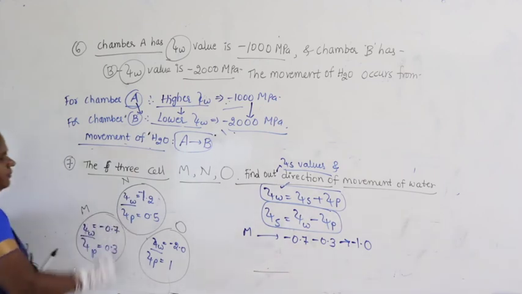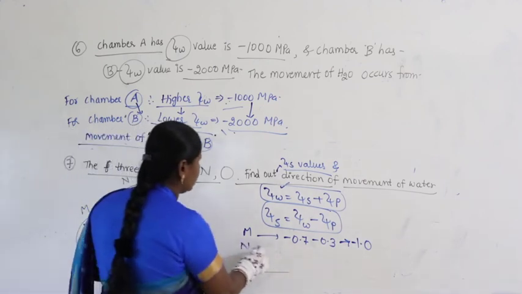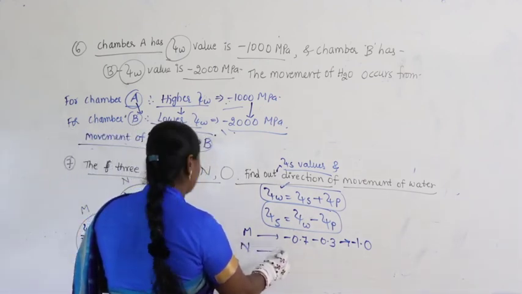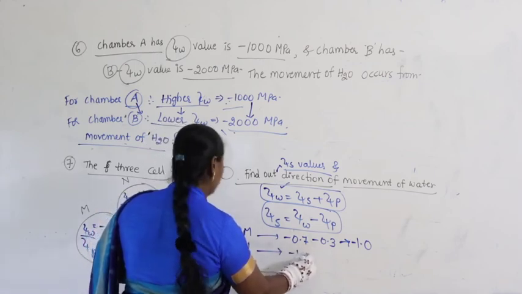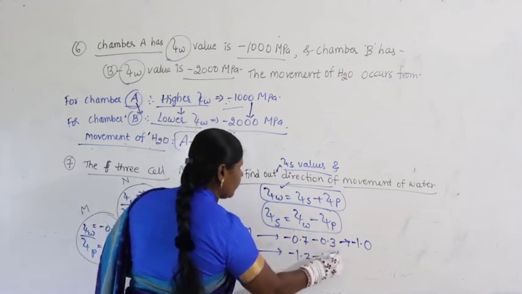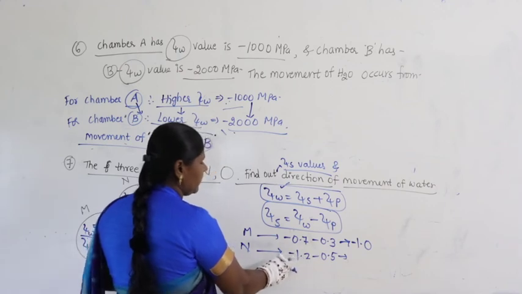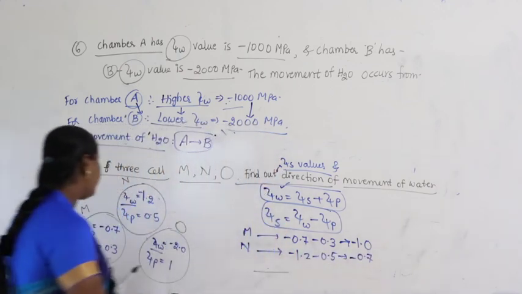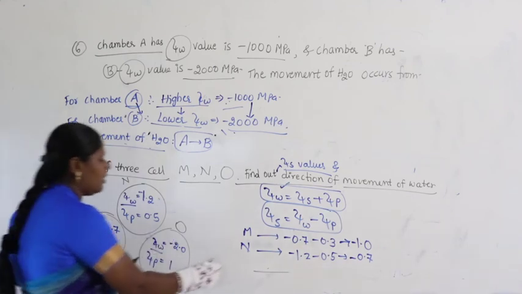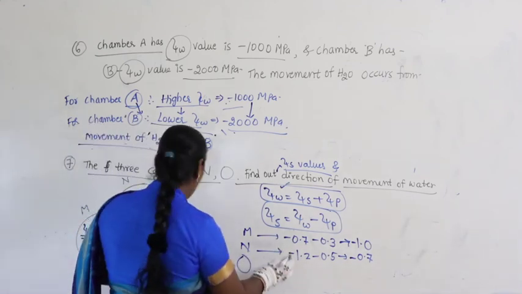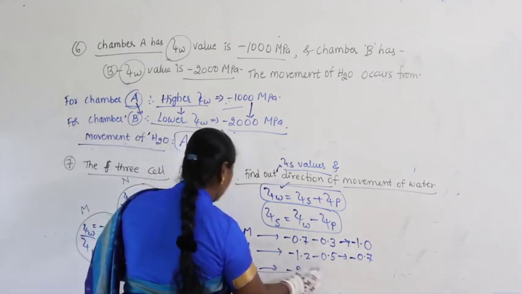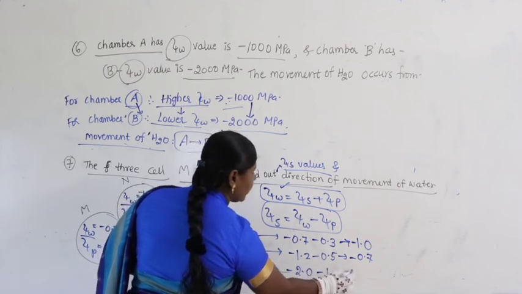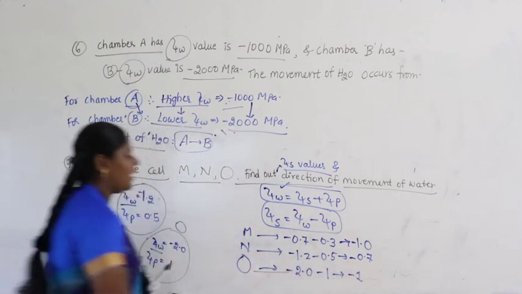Coming to cell N, what is the value of solute potential here? That is minus 1.2 minus 0.5, so the difference is 0.7. So, you can take minus 0.7. For cell O, what is the solute potential value? Minus 2.0 minus 1, you will get minus 1 as the value.